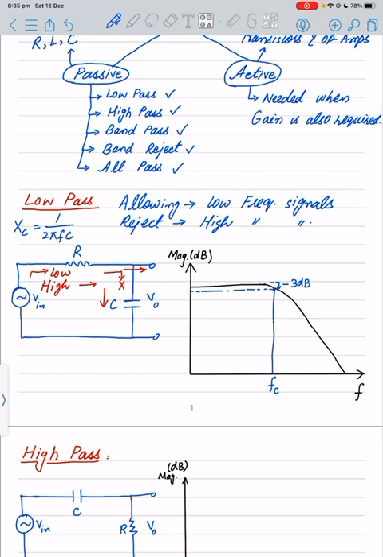So the thing is कि after reaching this particular point our magnitude actually starts falling, और इसकी जो slope हमने पहले पढ़ी थी, वो slope क्या थी कि किस रेट के ऊपर ये fall होती है, that is the -20 dB per decade, or that is the -6 dB per octave.